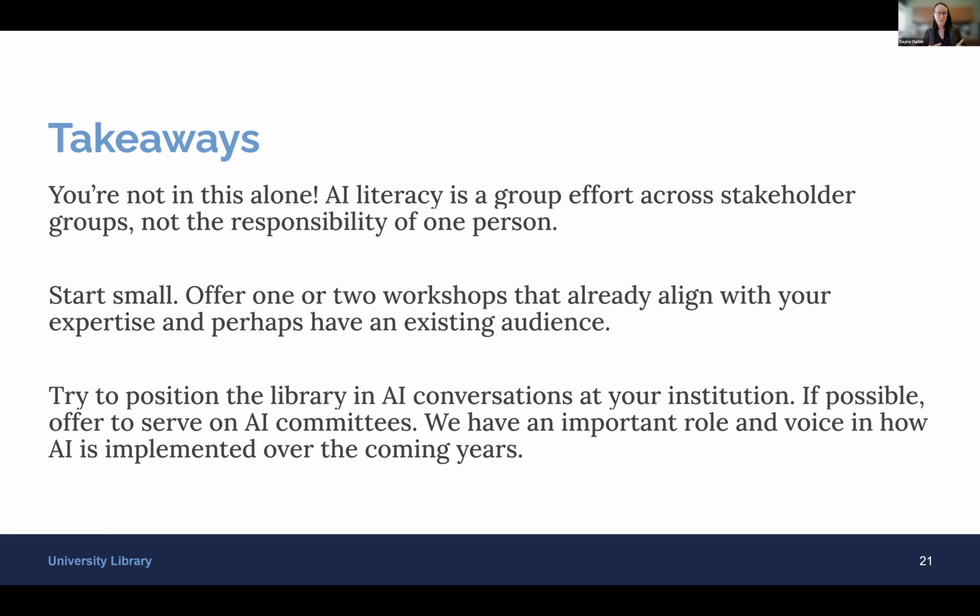And then if you're in the position to get the library involved in AI literacy conversations, I mentioned that the workshop series was really successful and got us more seats at the table on our campus where these conversations were happening. I really do think that libraries have an important voice in how AI is going to be implemented over the coming years, what it means for research, teaching and learning, information access, critical thinking, and equity. So I don't want those conversations to happen without libraries at the table.